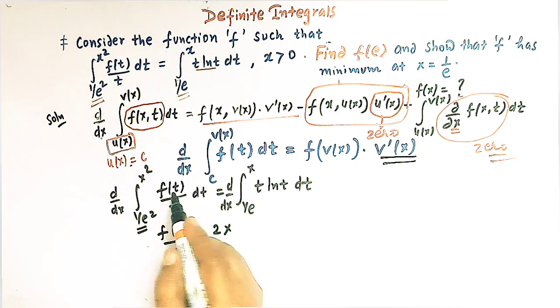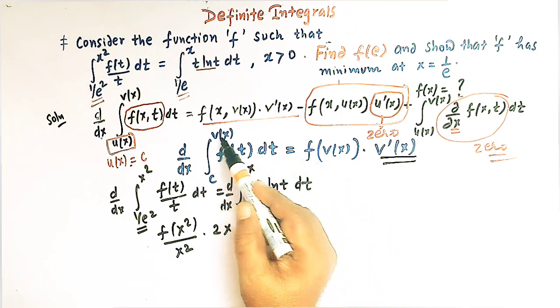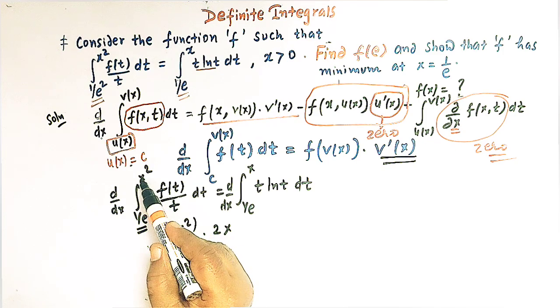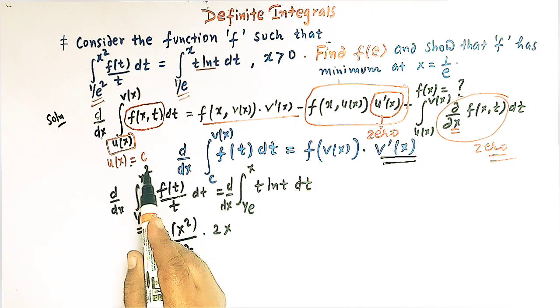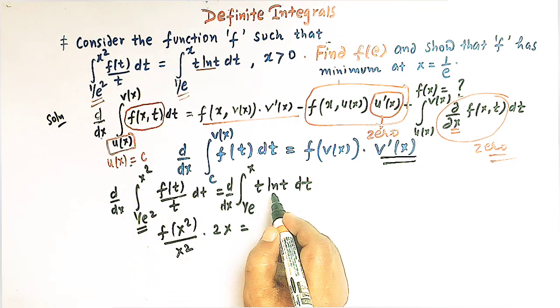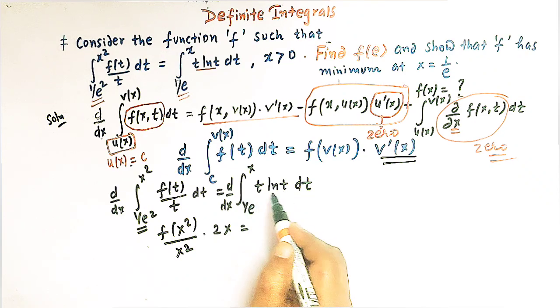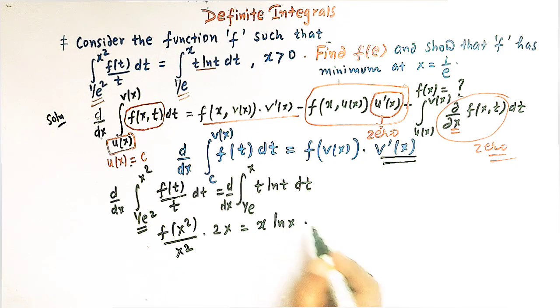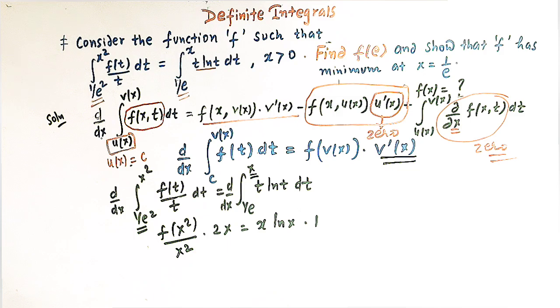So what we have done here, using this result, we have replaced t by v of x. So here we have these two t's, so replacing these two t's by x square and then taking the derivative of x square. And similar is the case with this integral. Here I will replace these two t's by x. So we have x natural log of x, and then I will take the derivative of x with respect to x, that is equal to 1.